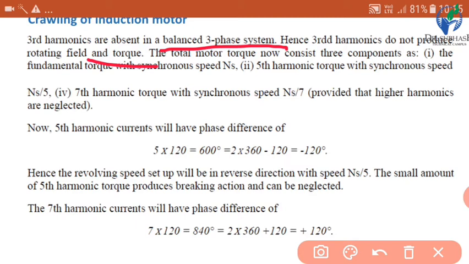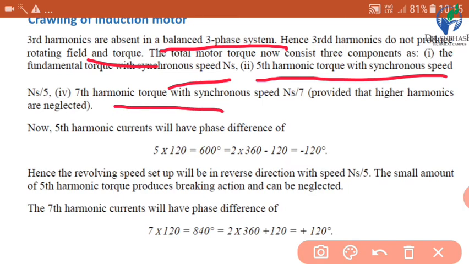First one is fundamental torque, and its speed will be synchronous speed ns. Second component will be fifth harmonic torque with synchronous speed ns by 5, and fourth component is seventh harmonic torque with synchronous speed ns by 7. That we have seen in a previous slide, provided that higher harmonics are neglected. Now the question is why the higher harmonics are neglected.